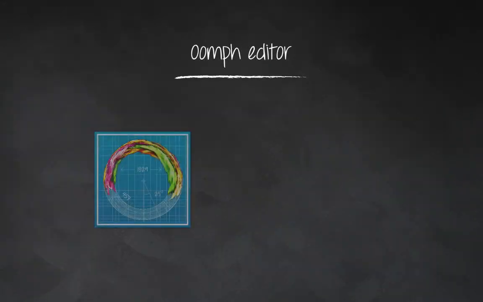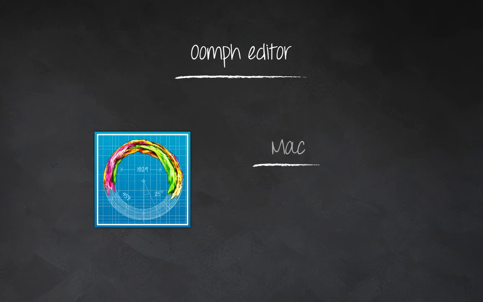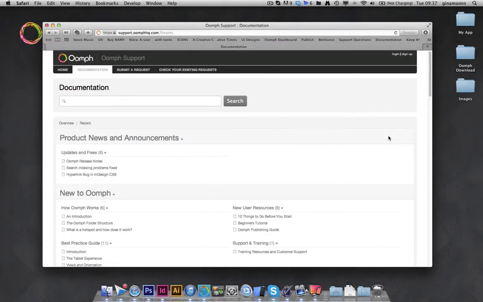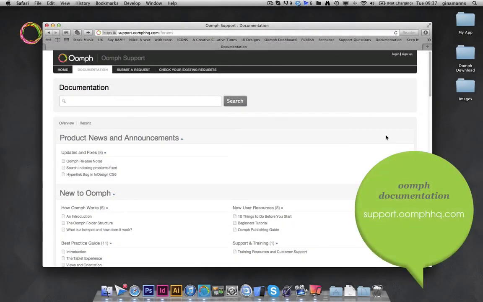To download Oomph Editor, you will need to make sure you are using an Apple Mac that runs OS 10.7 or above. You will also need to download an app called Xcode to run the iPad simulator. Instructions on how to download both Oomph Editor and Xcode can be found on our documentation, which is our online support and learning center.